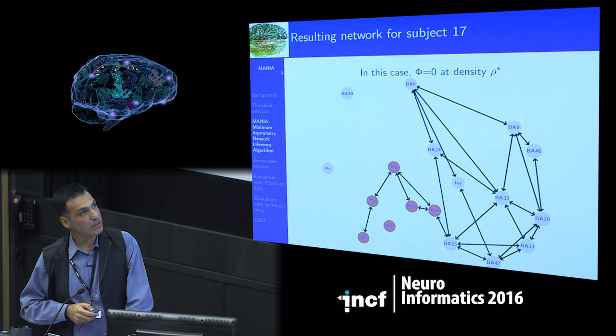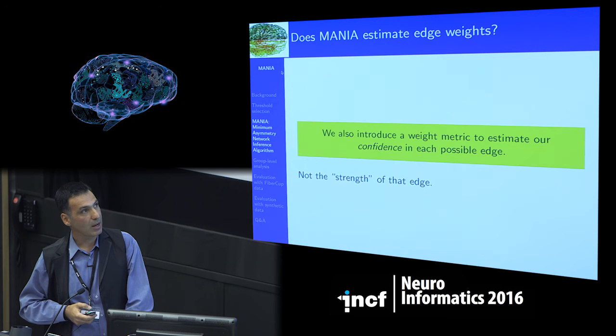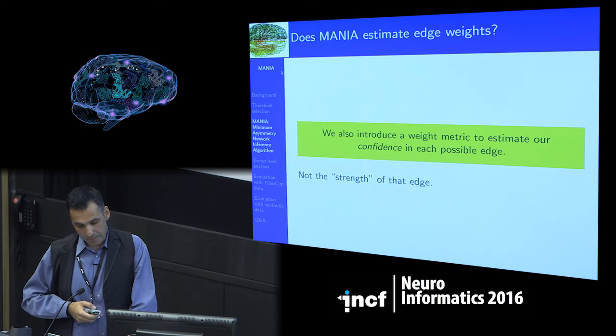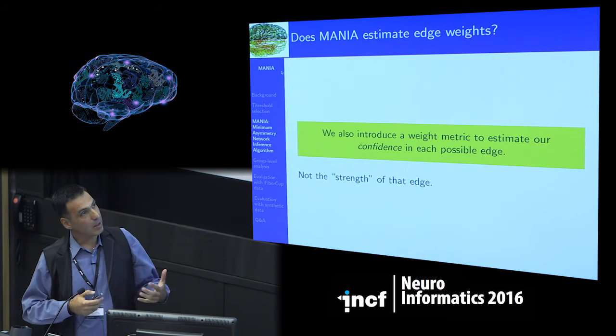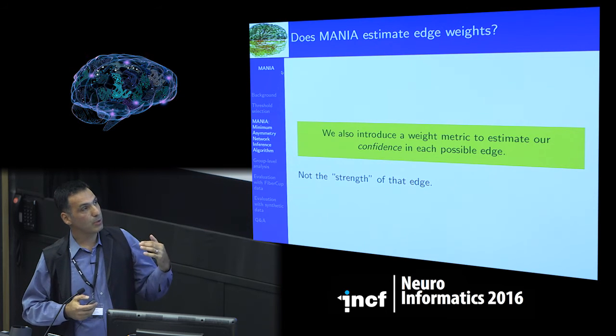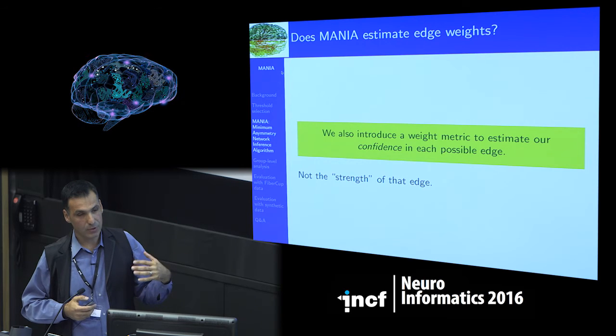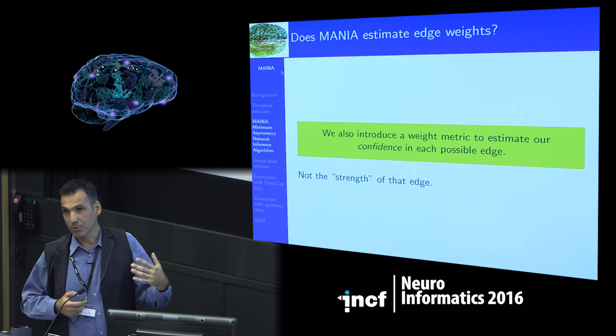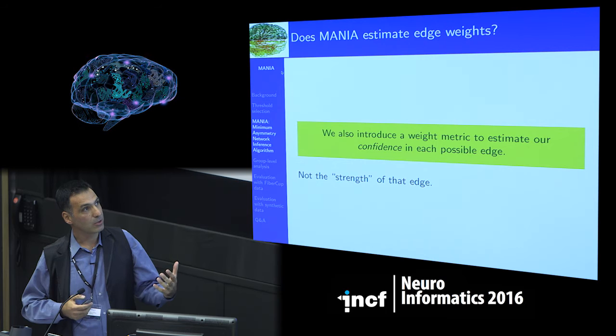What I want to show, though, is that this is only for a single subject, right? You would like ideally to have something more statistically significant if you have a larger number of samples. So, by the way, a common criticism here is that Mania doesn't produce a weighted network. It produces only a binary network. We only know if the edges are there or not. Well, that's kind of true, but not exactly.